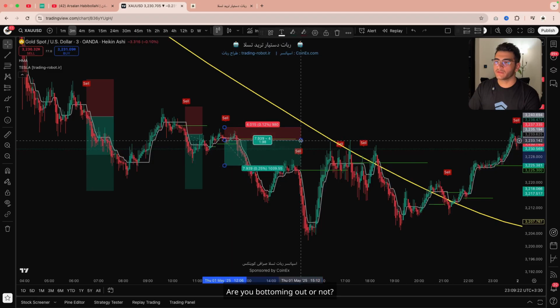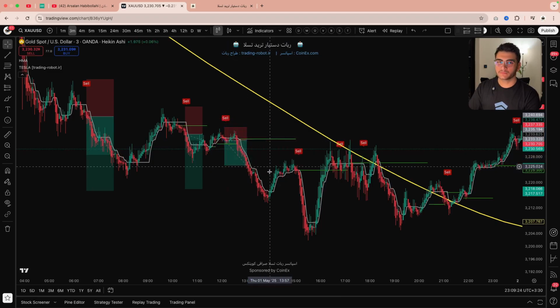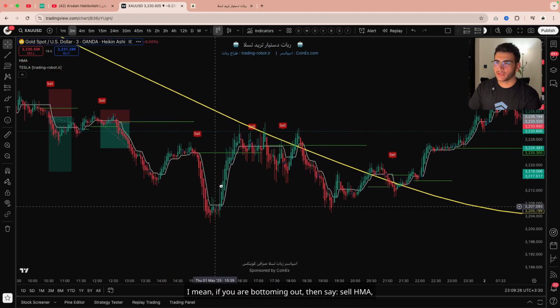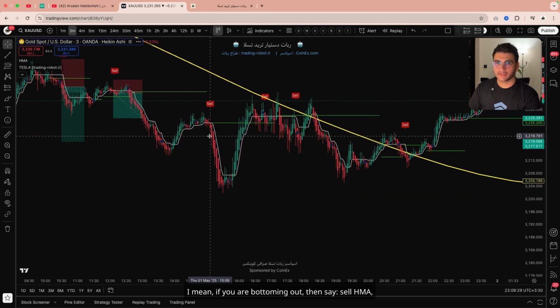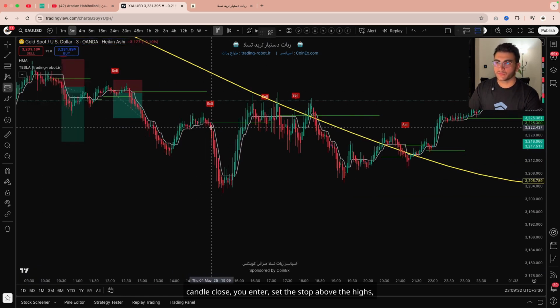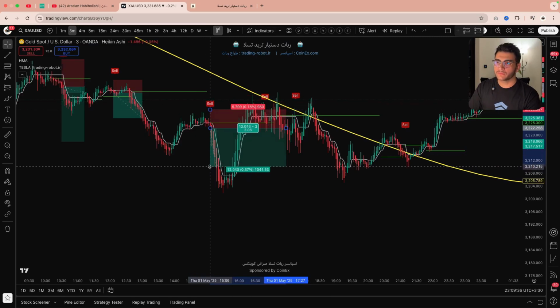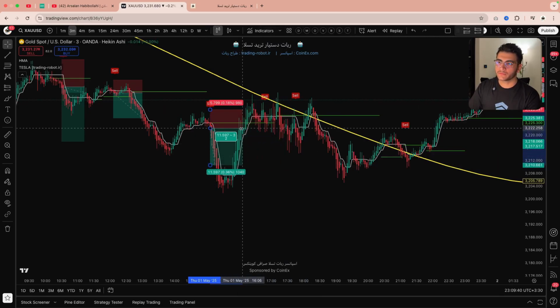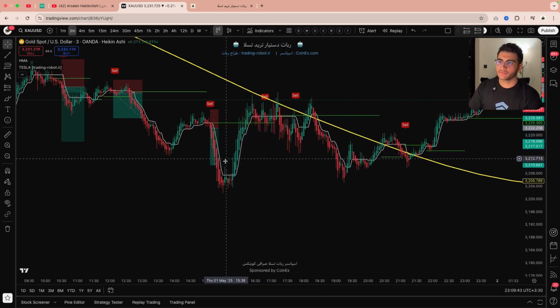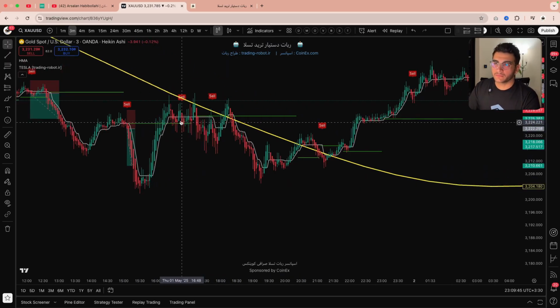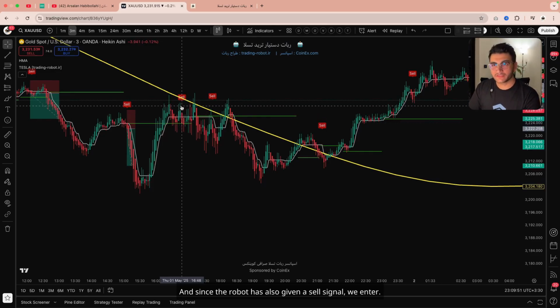Is there a next step? Are you bottoming out or not? If you are bottoming out, then say sell HMA, candle close. You enter, set the stop above the highs, set the risk reward to 2. That's all there is to it. And since the robot has also given a sell signal, we enter.